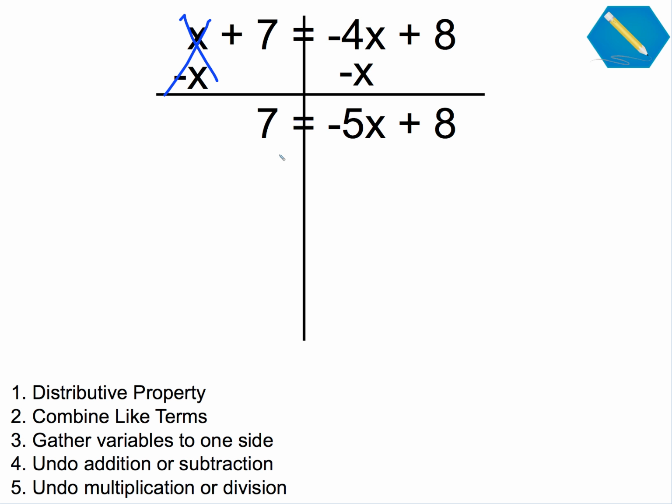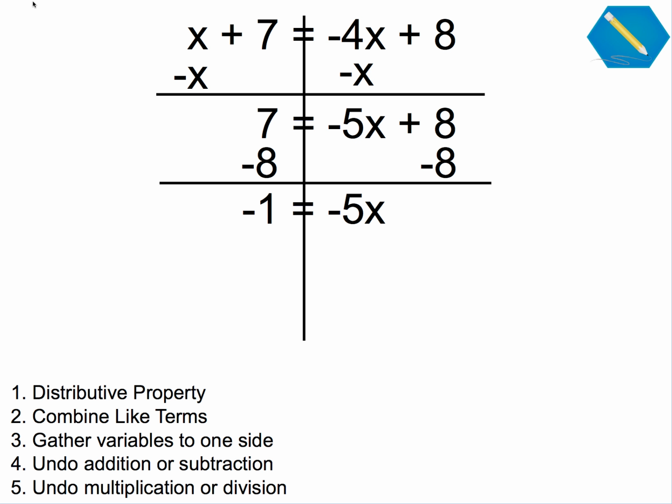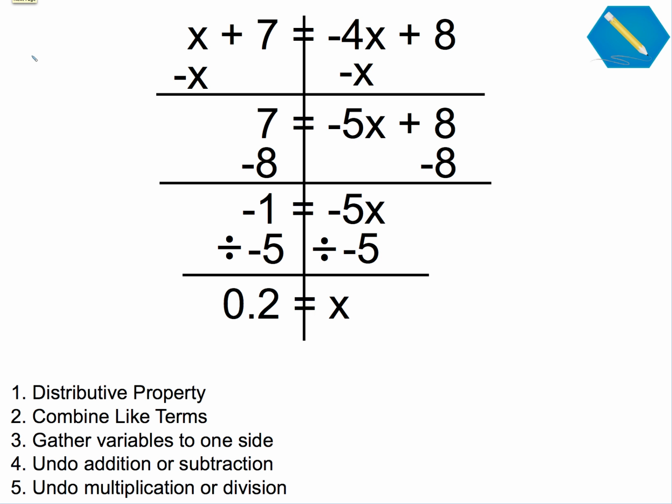Now we need to undo addition or subtraction, so I subtracted 8 on both sides, and we get negative 1 equals negative 5x. Last, undo multiplication or division, so divide by negative 5 on both sides, and you can leave it as a fraction. I chose to change it to a decimal, which is 0.2.